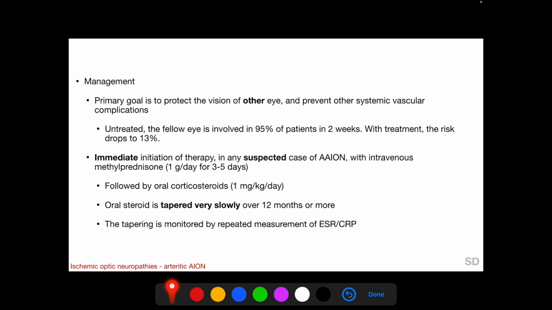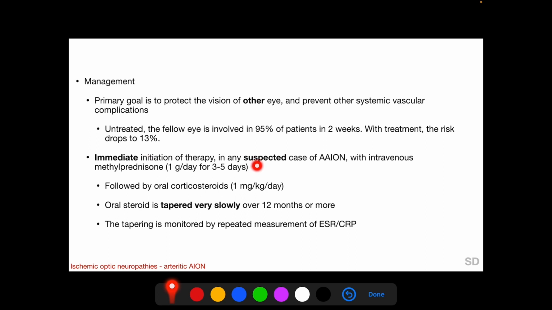The primary goal of management is to protect the vision of the other eye and not to revive the vision in the affected eye, because the vision loss in the affected eye is rarely recoverable, and to also prevent other systemic vascular complications. Untreated, the fellow eye is involved in the predominant majority of patients, 95% in 2 weeks, and these patients then thus become functionally blind. With treatment, however, this risk drops to 13%.